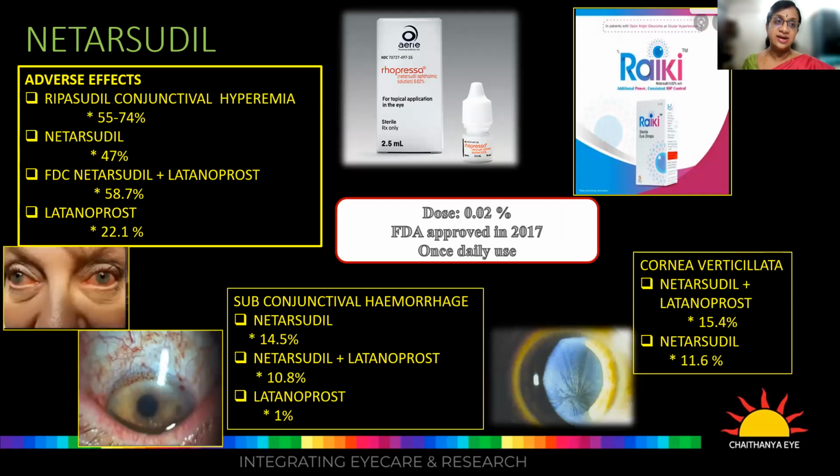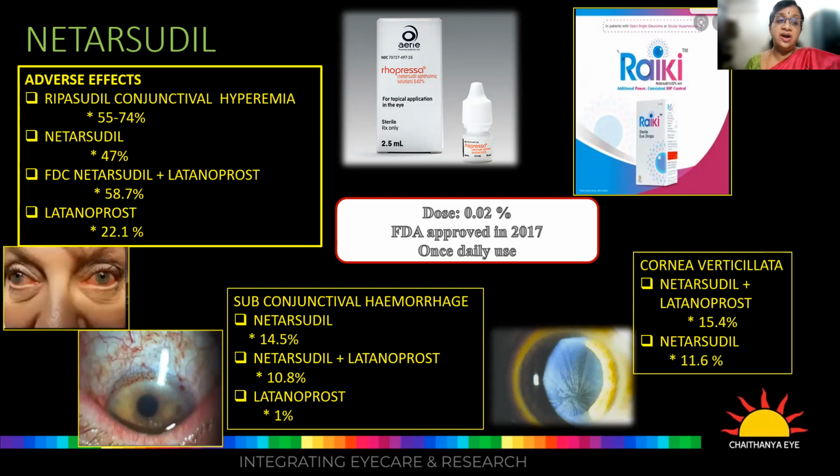Netarsudil is the next ROCK inhibitor, which got FDA approval in 2017 and is available as a once daily use because it has a longer half-life of 12 to 17 hours. The concentration is 0.02%. Compared to ripasudil, it has a lower degree of hyperemia, 47%. And the combination of the two with prostaglandin analog has hyperemia levels of 58.7%, which is lesser than the additive effects of each of them separately added together.